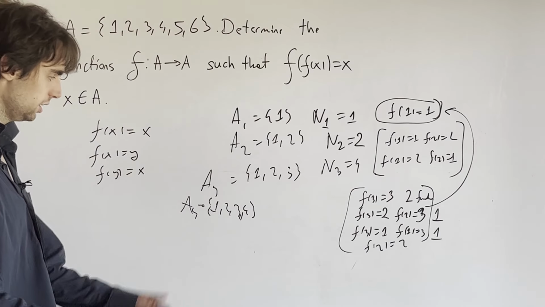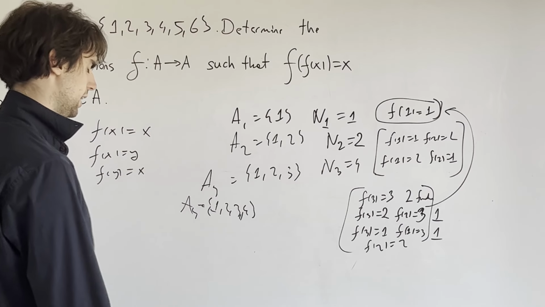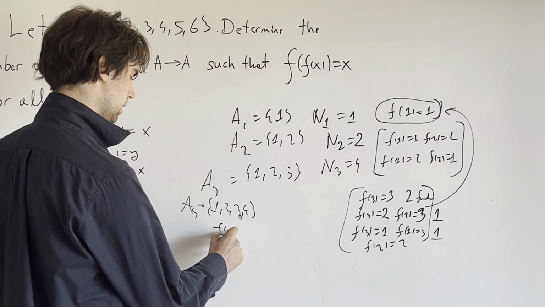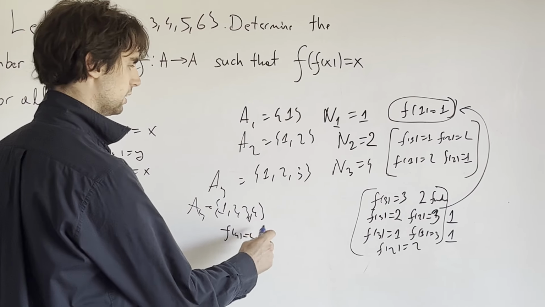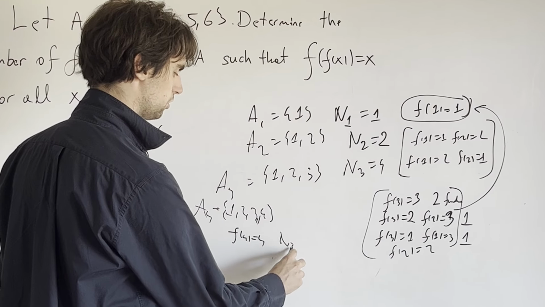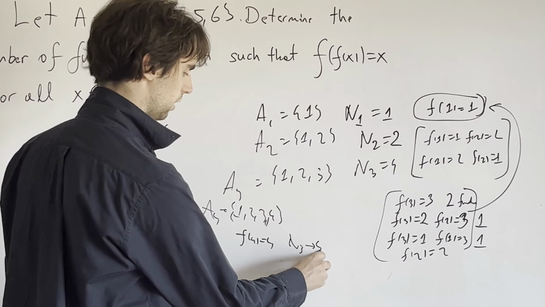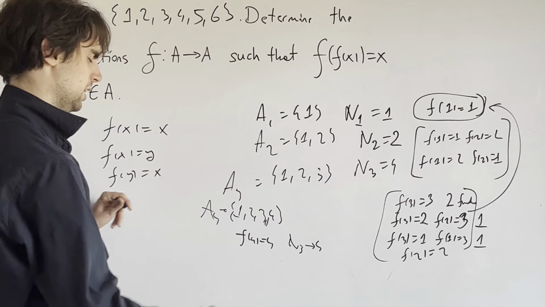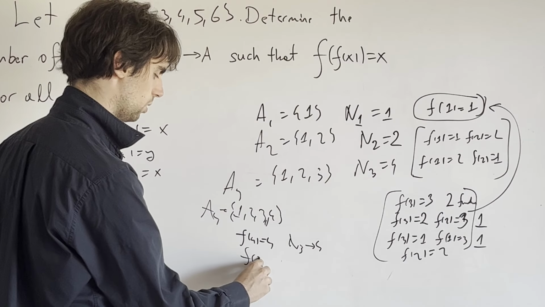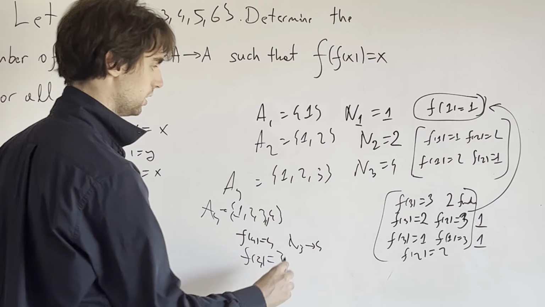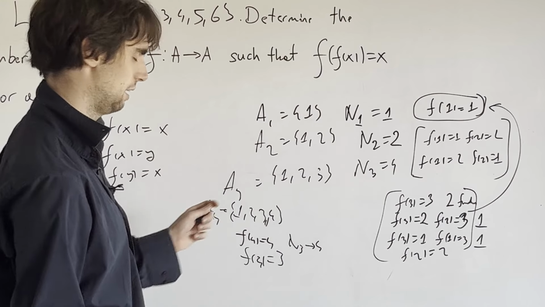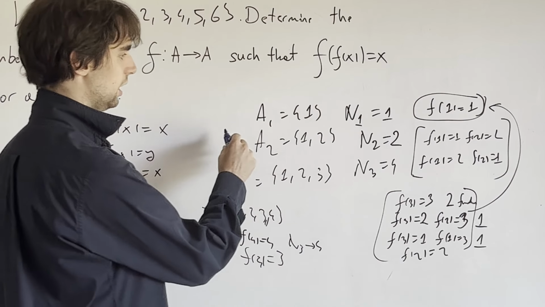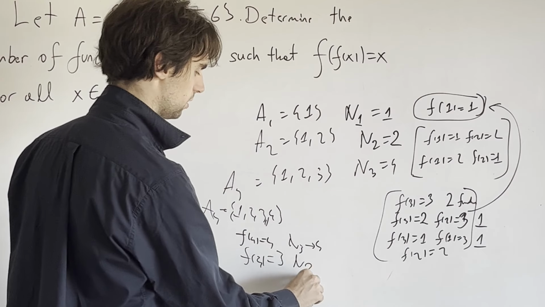Okay, so let's continue. Well, we can have, okay, f of 4. If f of 4 is equal to 4, then I have an extra N3 functions, which is 4 functions, right? So for any single one of them, I have my thing. If f of 4 is equal to 3, then I have f of 3 is equal to 4, and I have N2 functions.